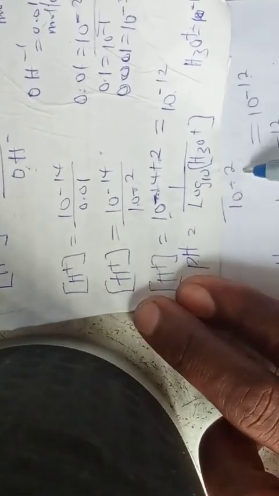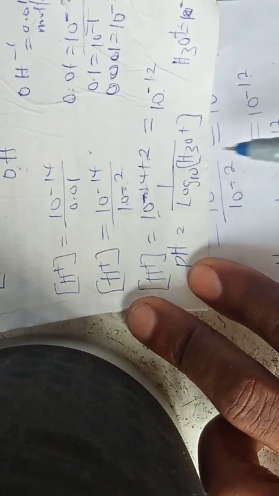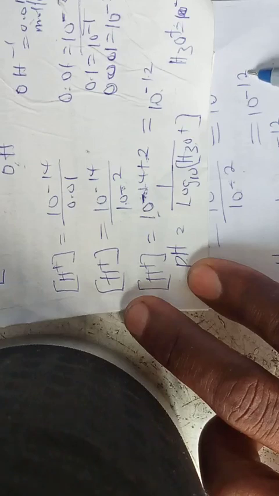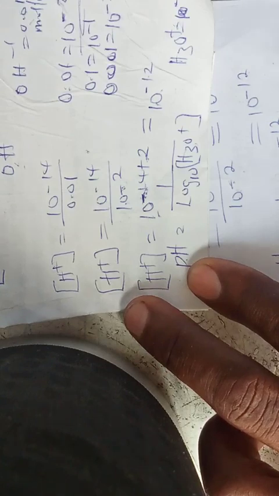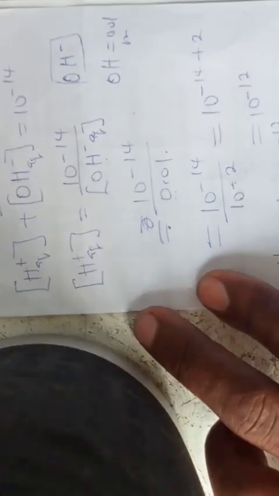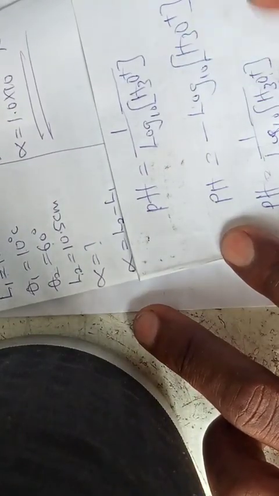So anywhere we see this 10, we say hydrogen ion, which is this formula here. We replace it with this 10 raised to the power of minus 12. So this is the first equation, the first formula we used here. They are the same thing, so I have to replace this.